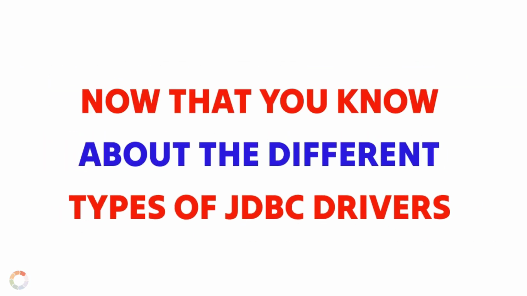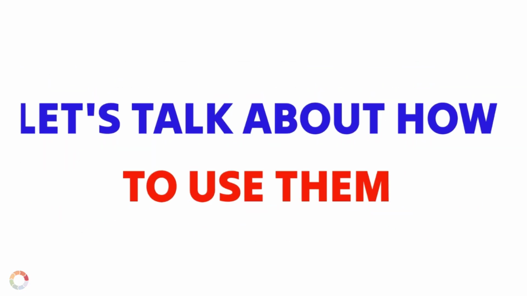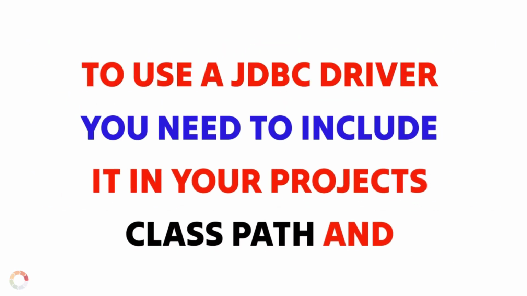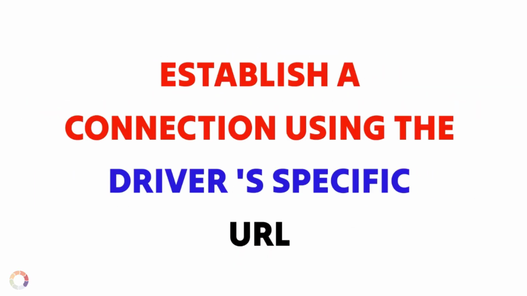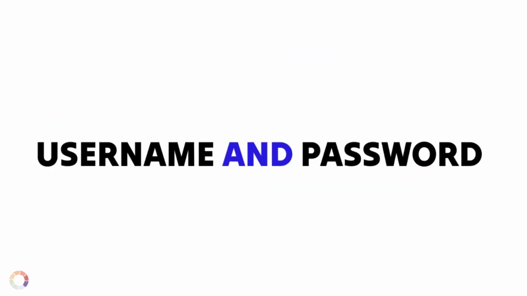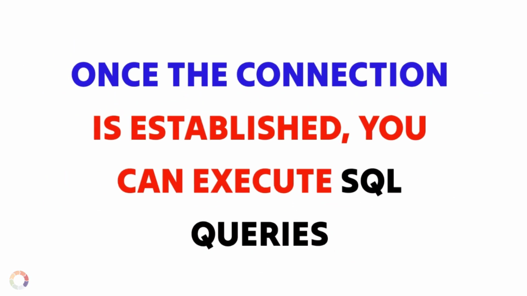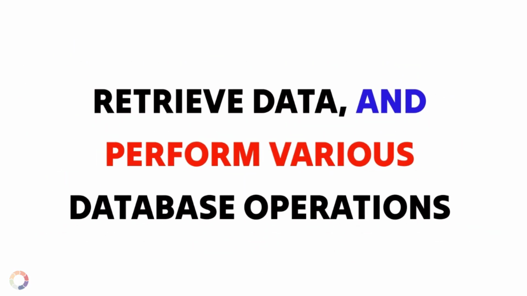Now that you know about the different types of JDBC drivers, let's talk about how to use them. To use a JDBC driver, you need to include it in your project's class path and establish a connection using the driver's specific URL, username, and password. Once the connection is established, you can execute SQL queries, retrieve data, and perform various database operations.